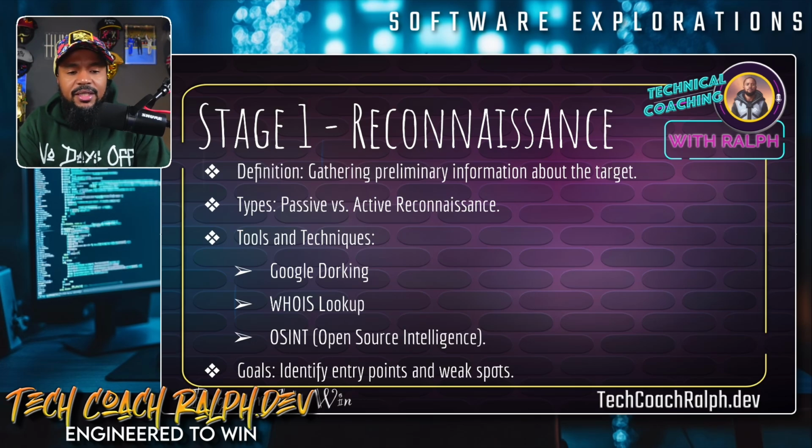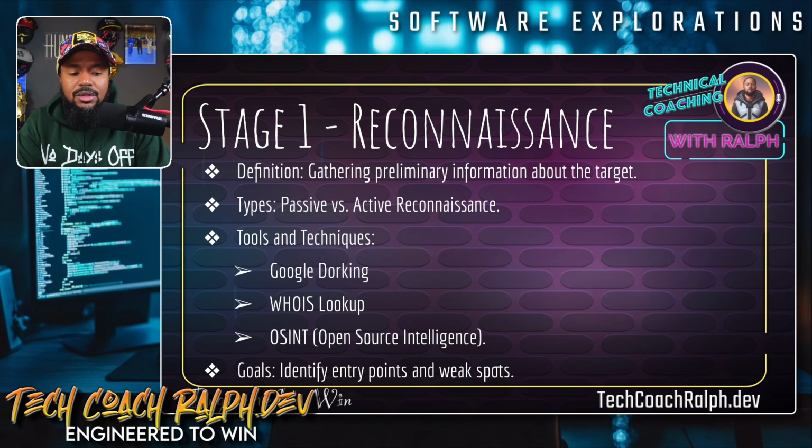So let's talk about stage 1, reconnaissance. What is it? It's pretty much gathering preliminary information about the target, right? If you know the term recon, in police terms it's like when they might be on a stakeout, doing investigation, gathering all the details. It's kind of like in legal, when they're going through the discovery phase, trying to gather all the evidence, right? There are 2 types of reconnaissance: the passive versus the active type.